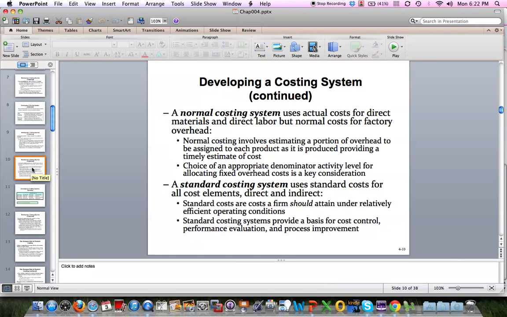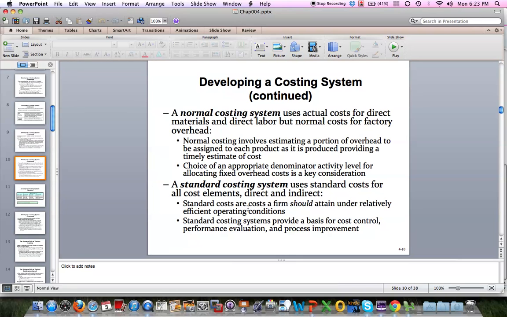Much more popular are the other two, normal and standard. Standard we're going to talk about in a future chapter, so we're not going to really talk about it today, just so you kind of know what it is. We're basically just going to say that we should have a standard cost for everything that we do. So every direct material, indirect material, direct labor, indirect labor, overhead, everything has a standard associated with it, both in terms of cost and volume, and we use those standards to help us come up with how much something should cost to manufacture or how much it should cost to deliver a service.